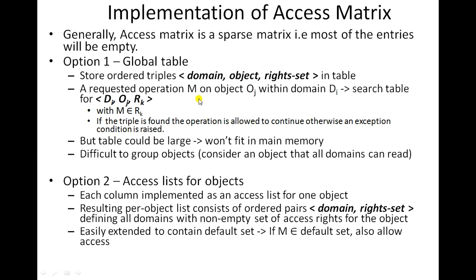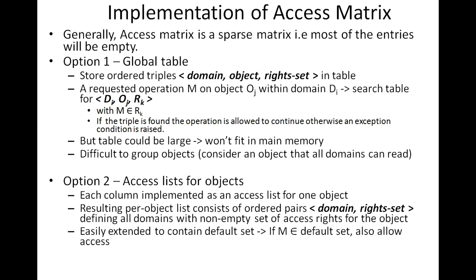Consider a requested operation M on object Oj within domain Di. Here we search the table for the triple Di, Oj, Rk, with operation M belonging to Rk. If the triple is found, the operation is allowed to continue, otherwise an exception condition is raised. If the triple is not found in the global table, that is considered an error, so an exception will be raised. Otherwise, the operation is allowed to continue.